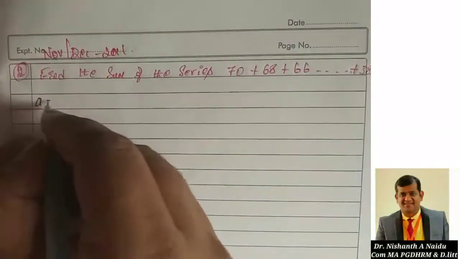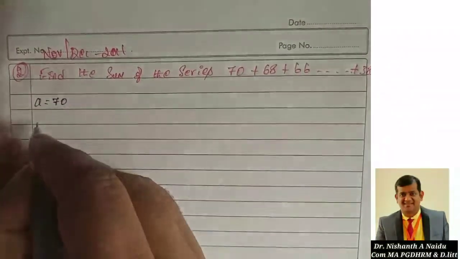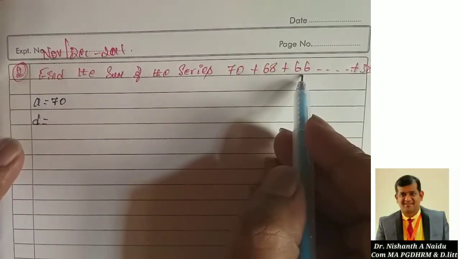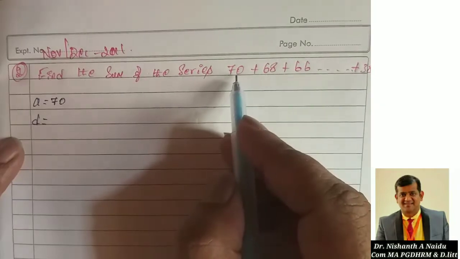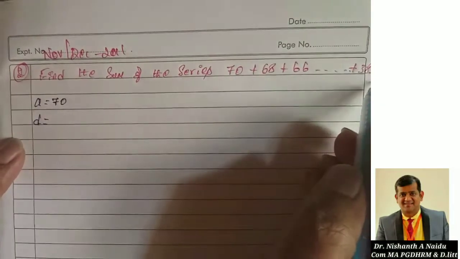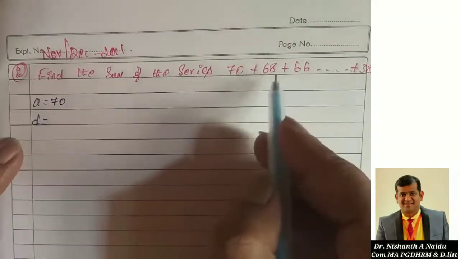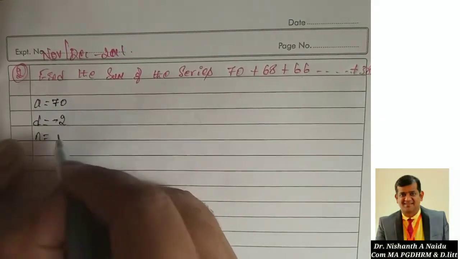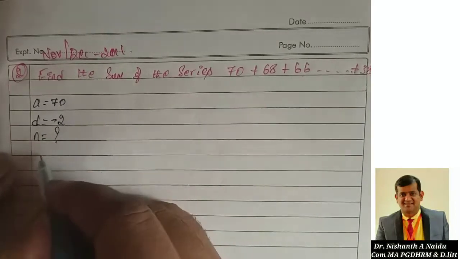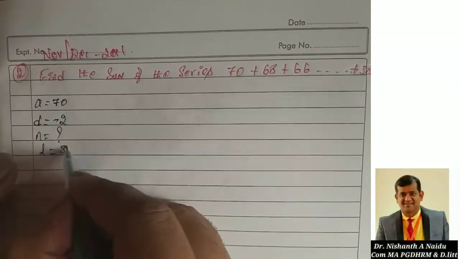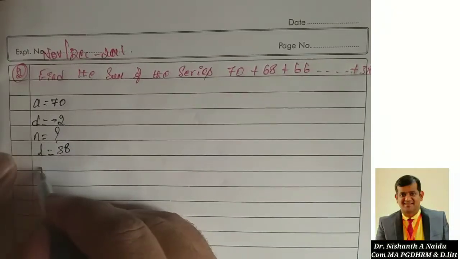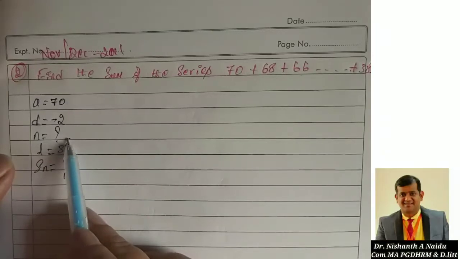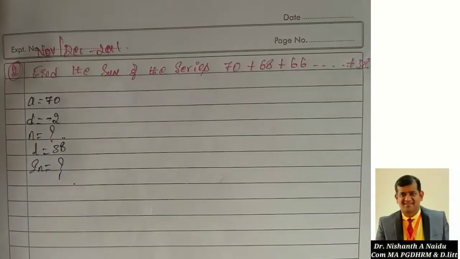So A we know, A equals 70. D equals 68 minus 70, which is minus 2, because it is decreasing in order. So D is minus 2. Then n we don't know. L, the last term, we know, that is 38. Then Sn is also unknown. So n and Sn are what we need to identify.